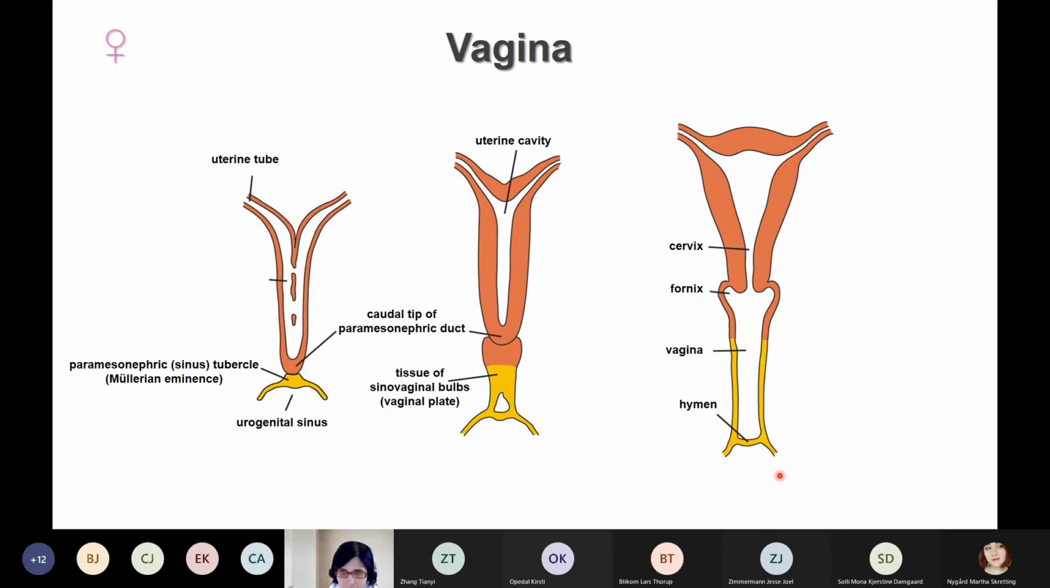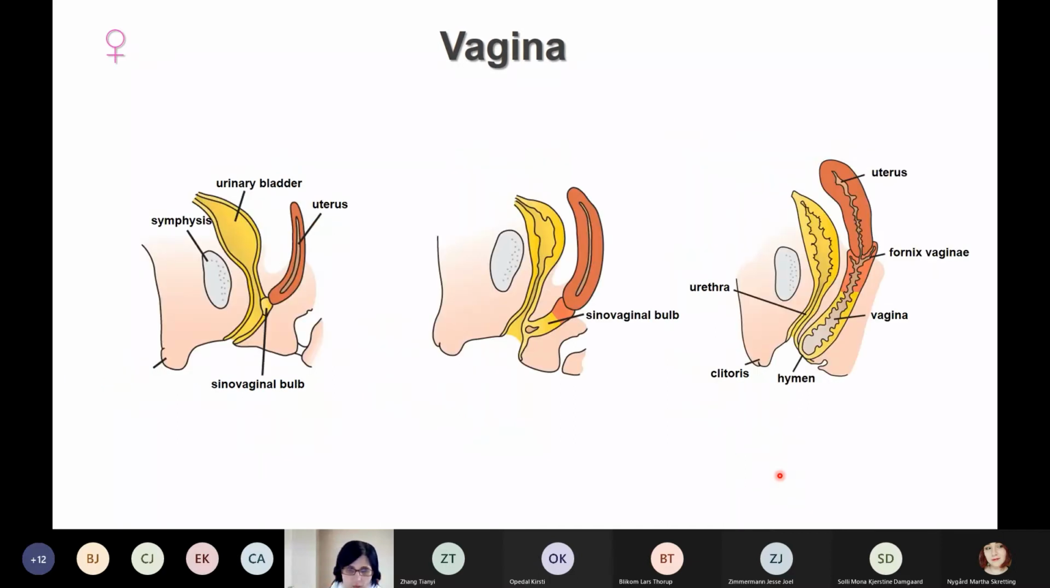In the next slide we will see these events from a lateral aspect. First we see the sinovaginal bulb, which originates from the paramesonephric tubercle, and here we see the urogenital sinus. Then the sinovaginal bulb thickens, and it gives rise to the vaginal plate. And here we also have the urogenital sinus. We are not at the end of the development. And here we see the hymen, which closes the vagina in the direction of the urogenital sinus.